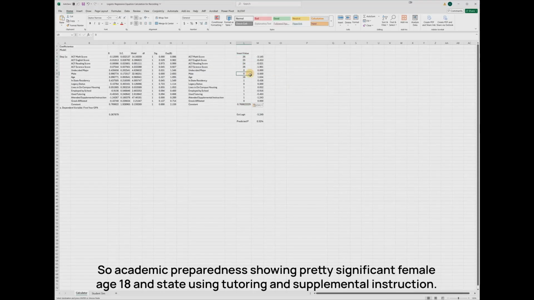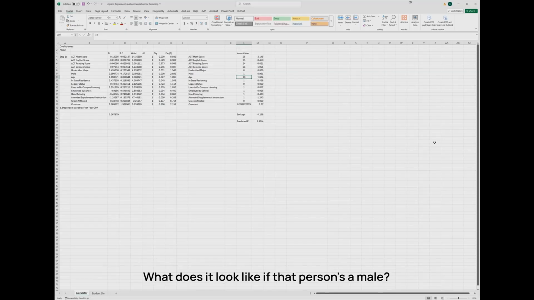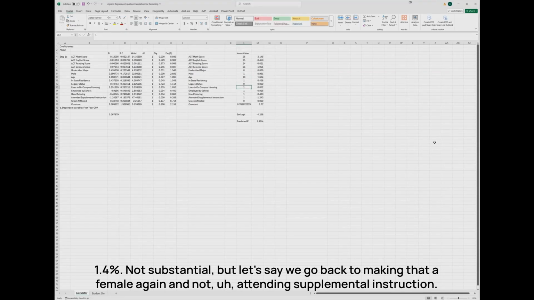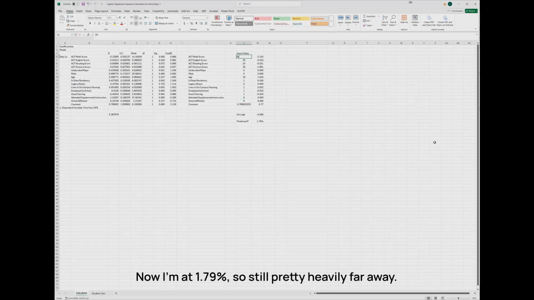So academic preparedness showing pretty significant, female age 18 in state. Using tutoring and supplemental instruction, you're basically saying that I have bulletproofed you in terms of your ability to keep off academic probation and perform. What does it look like if that person's a male? 1.4%. Not substantial. But let's say we go back to making that a female again and not attending supplemental instruction. Now I'm at 1.79%. So still pretty heavily far away.